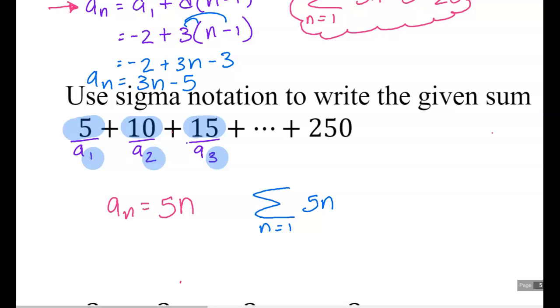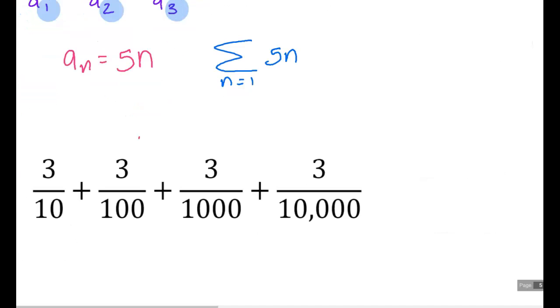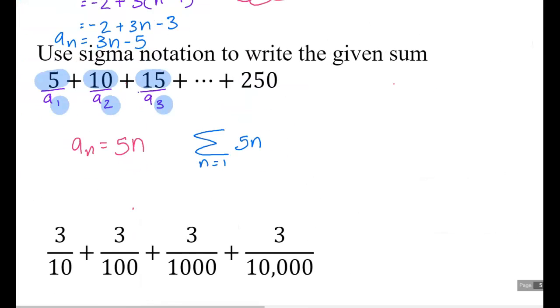Yes, Maddie, how'd you get that? We take 250 and we divide it by 5 because we just multiply the term number by 5 to get the term value. So we go backwards from 250 to get our term number by dividing by 5. And our top term number is 50.